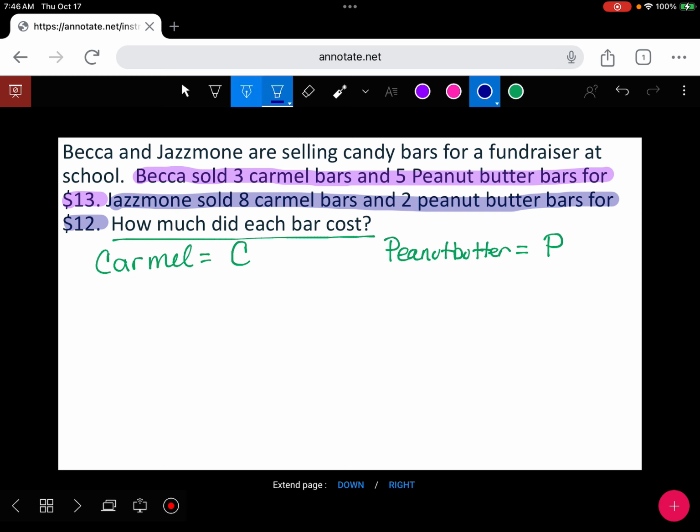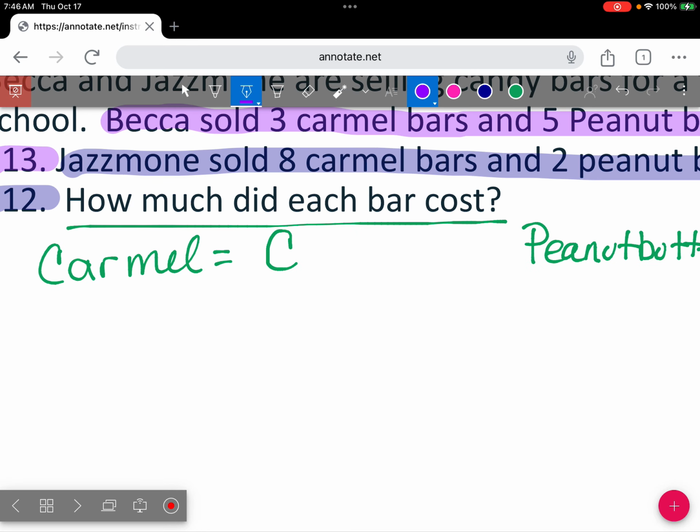So for Becca's equation, how could I write what Becca sold as an equation? Super close. She sold 3 whats? 3 caramel bars. So 3 caramel bars. We don't know how much each caramel bar is. Yeah. Maybe each caramel bar is $1.25. Maybe each caramel bar is $5 because it's like a 2-pounder caramel bar.